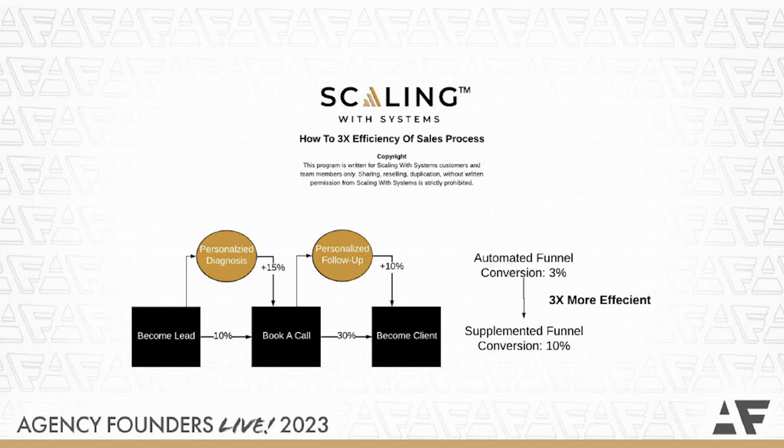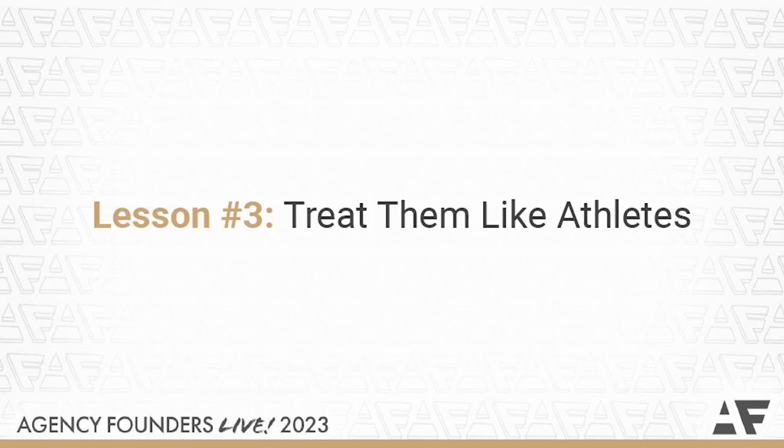If it's a supplemented conversion funnel, meaning there are people helping out that process, whether it's emails, automated text messages, or appointment setters, you can get up to a 10% conversion rate. So by putting a few appointment setters or automations in, you've 3x'd what you're doing. This is the stuff I'm talking about here. None of this is revolutionary, I'm very well aware of that. But these are small levers you can pull to increase the profitability of your company, which is important. Without spending any more on ads, you're getting more out of the back end. Those are the systems you should be looking for. Cool. Lesson number 3, treat them like athletes.